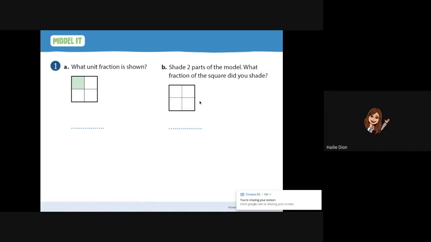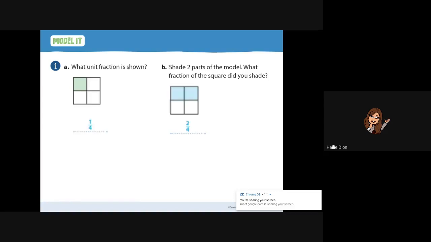Now for part B, it says to shade 2 parts of this model. What fraction of the square did you shade? So if you shade in the one we had from part A and a second one, we have 2 out of the 4 shaded, so our fraction would become 2/4.